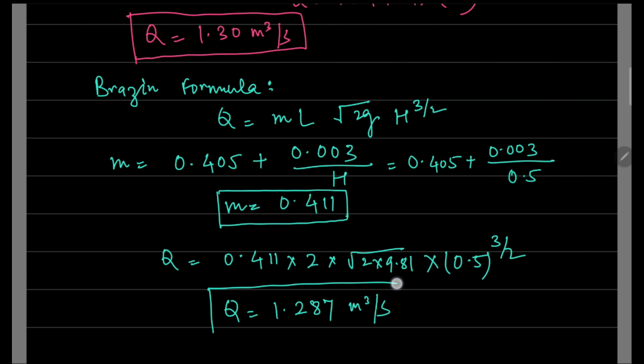So this is the answer we are getting from the Bazin formula, and this is the answer we are getting from the Francis formula. So these are very close. However, this M value is dependent upon the head. That's why this formula is somewhat different from the Francis formula. So this particular demonstration shows how to approach the estimation of the discharge over the rectangular weir. So that's how we use it in the field.